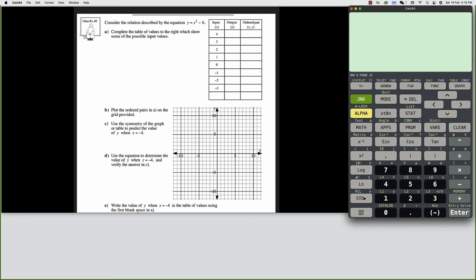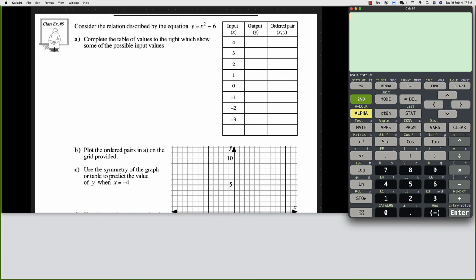Okay, so class example 5 is the last one, and you can see that the equation we're dealing with right here is slightly different in the sense that it's got that squared there. As soon as we see that square, it's y equals x squared minus 6, instead of the last example, which was like 2x minus 5 or something like that. As soon as we see that the x value has an exponent of 2, then this is going to be what we call a non-linear equation.